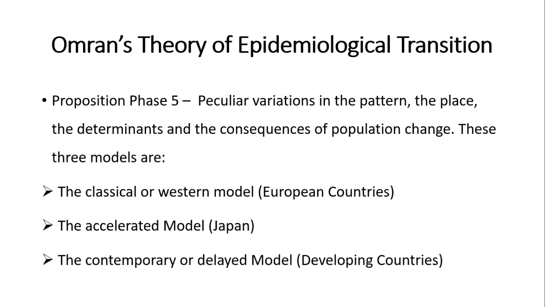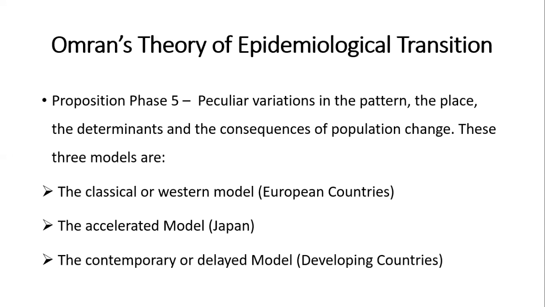So the fifth proposition is the peculiar variation in the pattern, the place, determinants, and consequences of population changes. There are three models of this fifth phase. The classical or Western model, which is the example of European countries. The accelerated model, where things have changed very fast, is the Japan model, and then the contemporary model.